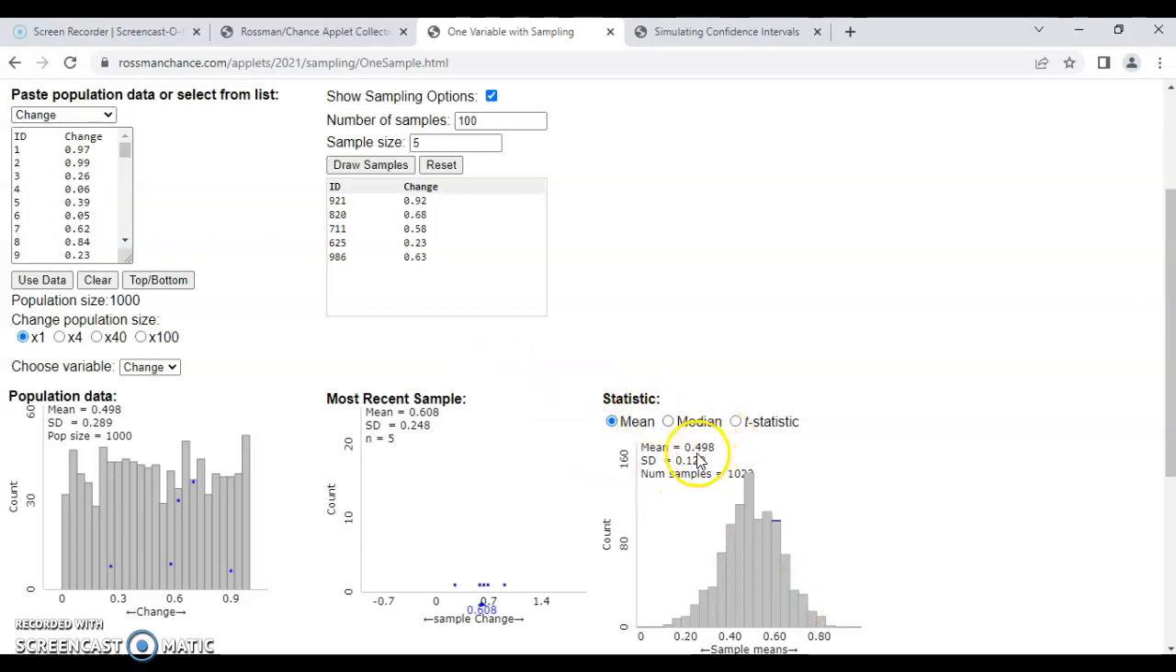We can also take note of the mean and standard deviation as well. So we notice that the mean is exactly equal to the mean of the population. That's interesting. But the standard deviation is much smaller, much smaller. So I'm going to take note of that.